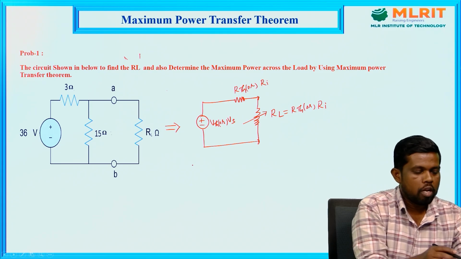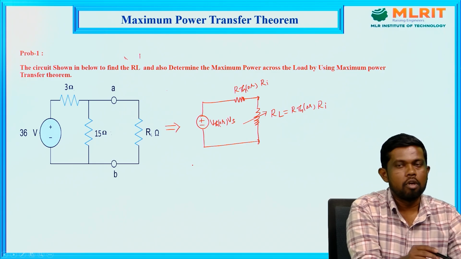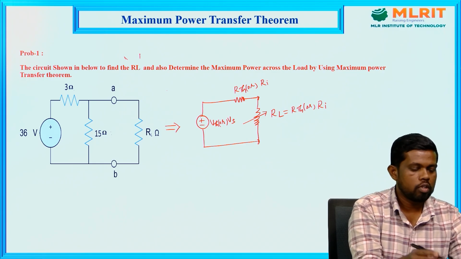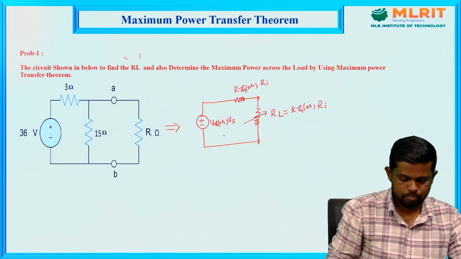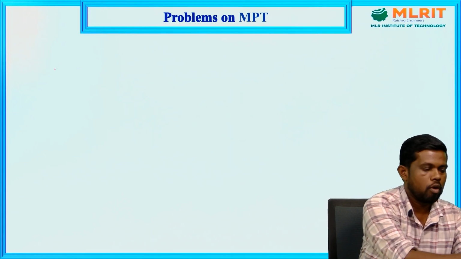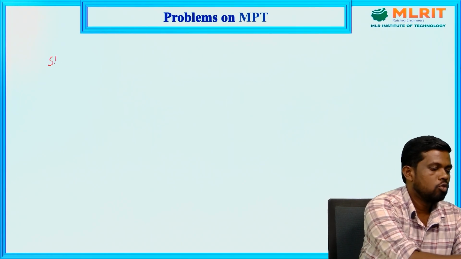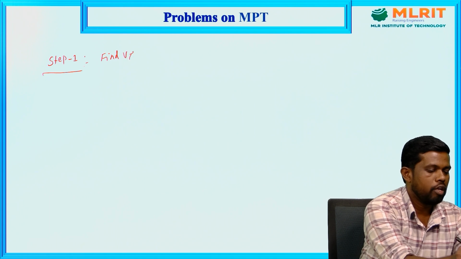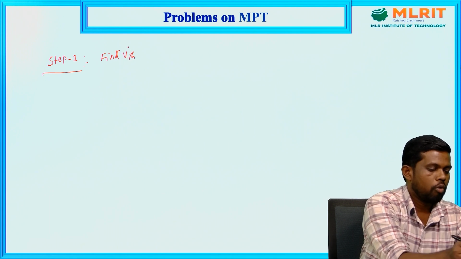So we need to replace the whole circuit with these parameters, which means we need to determine the Thevenin's equivalent for this circuit. For that we need to find the VTH and RTH. So let us go with step number 1: apply the Thevenin's theorem to the circuit, to find out the VTH.